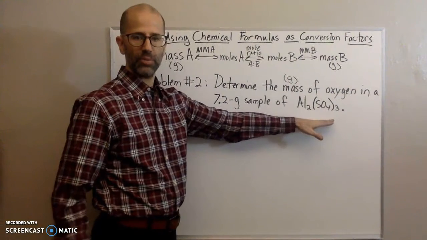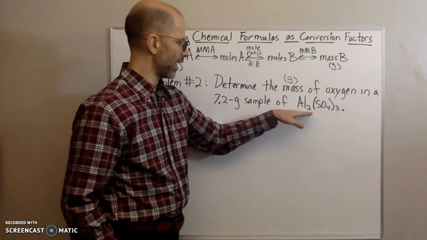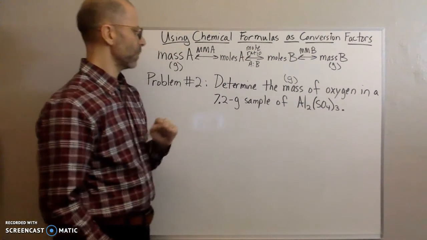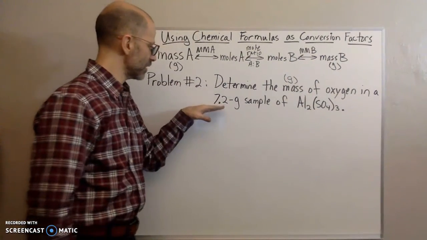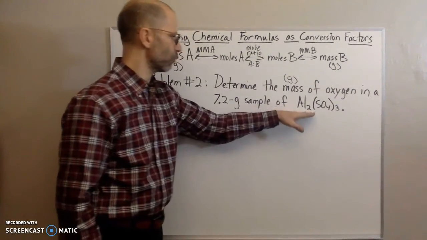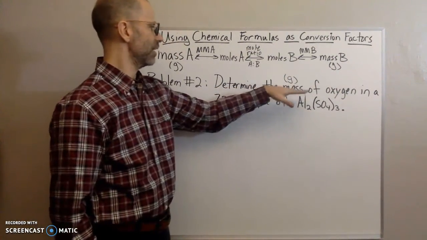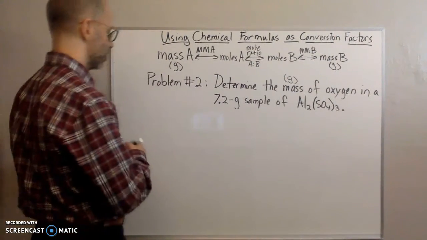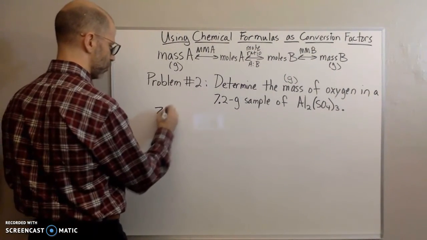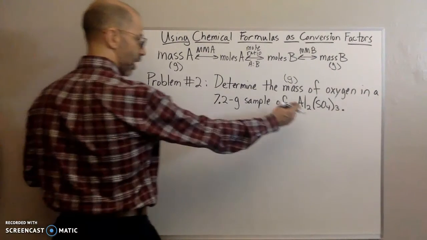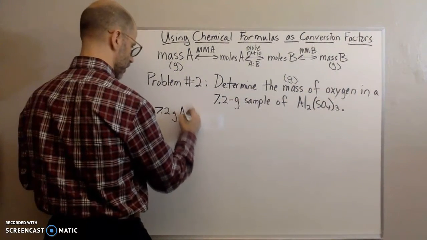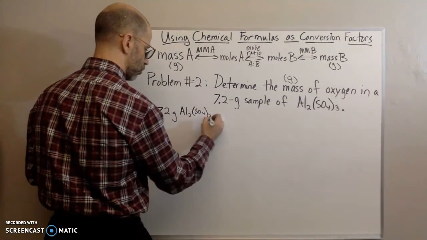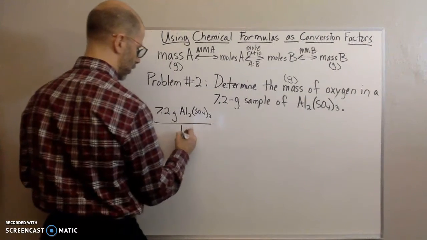Now, what is the name of this substance? You got to know this. So Al2(SO4)3, that is aluminum sulfate. So they're giving us a 7.2 gram sample of aluminum sulfate, and they want us to get the mass in grams of oxygen. So we got to start here. So that's going to be our starting point. So we have 7.2 grams of our sample, which is aluminum sulfate, Al2(SO4)3, and we're going to put that over 1.